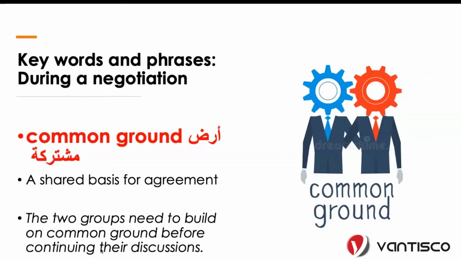common ground أو أرض مشتركة بين الطرفين. common ground هو shared basis for agreement. أسس مشتركة باتفاق معين. The two groups needed to build on common ground before continuing their discussions. المجموعتين لازم يتوصلوا لأرض مشتركة ليكملوا محادثاتهم.